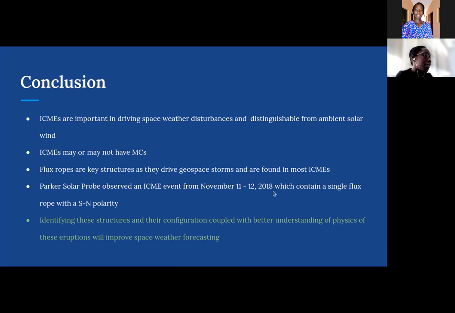On November 11 to 12, 2018, Parker Solar Probe observed an ICME event which contained a single flux rope with a south-north polarity. Now, identifying this structure and its configuration, coupled with a better understanding of the physics of this eruption, will help improve space weather forecasting.